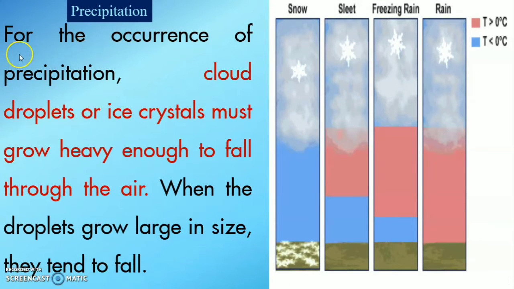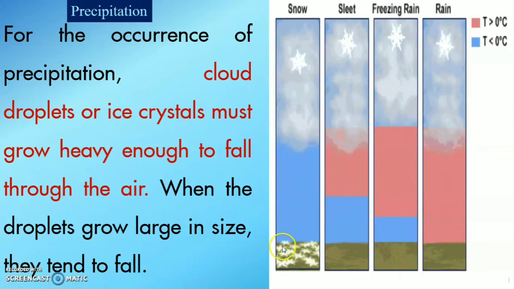Children, for precipitation to take place, the cloud droplets or ice crystals must grow heavy enough to fall through the air. So, when the droplets grow large in size, they tend to fall back to the earth in the form of rain, snow, sleet, etc.